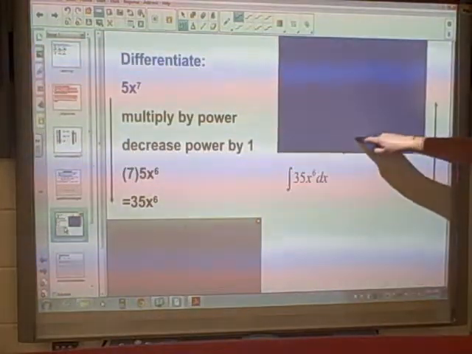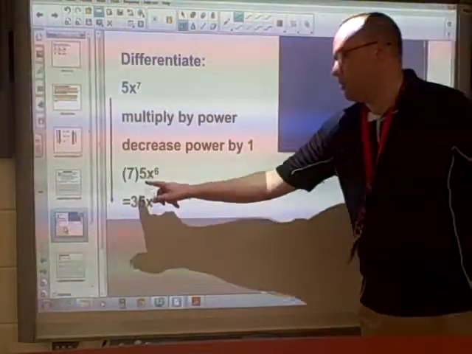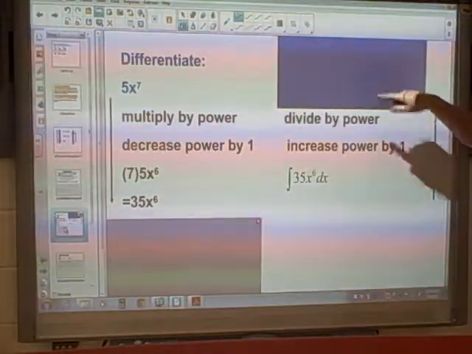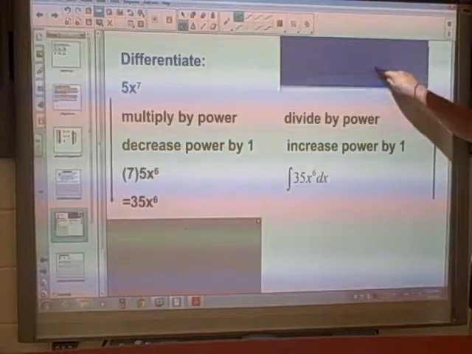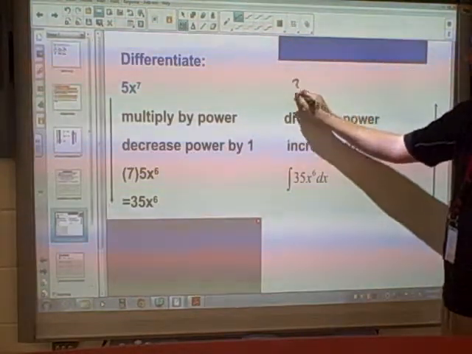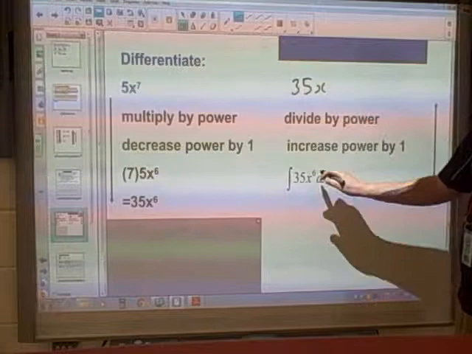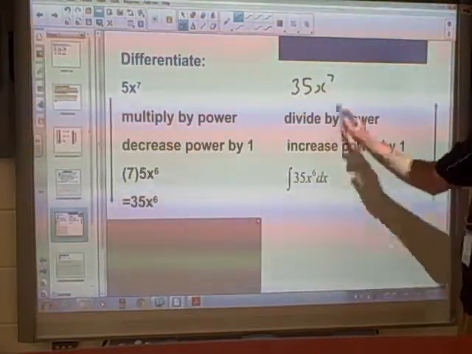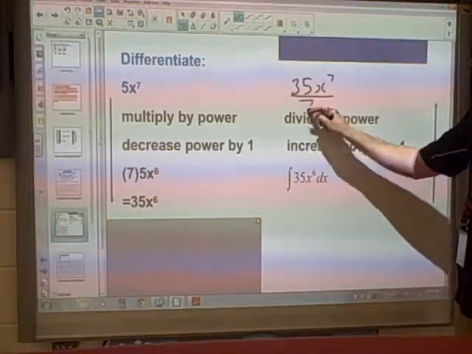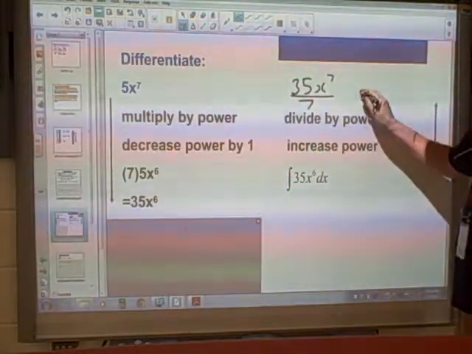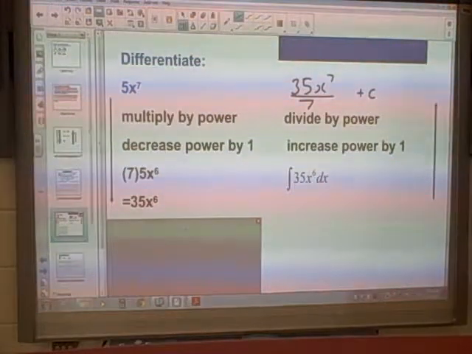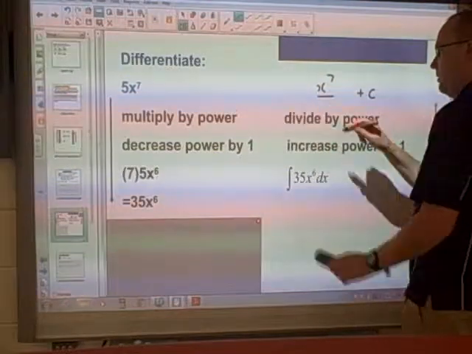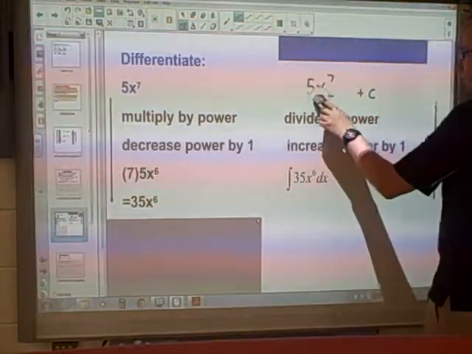So if we look over here, if we start off with this question and work out the integral of it, we're going to increase the power by 1, and then we're going to divide by the new power. So instead of having 6, if I increase that by 1, that gives me 7. Divide by the power, so the new power is 7. So we divide by 7. Also, we've got to remember to put plus c on this as well. And then we go ahead and simplify. So 35 divided by 7 is 5, and we are indeed back to where we started from.